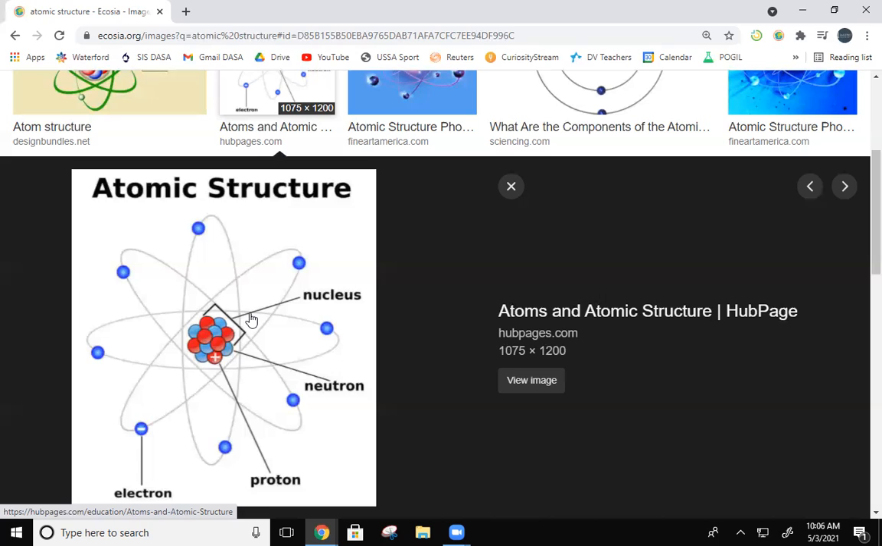How much mass in atomic mass units does a proton have? This is not a hard question. One. You said it, but you did not say it very confidently. One would be where I would click on text.